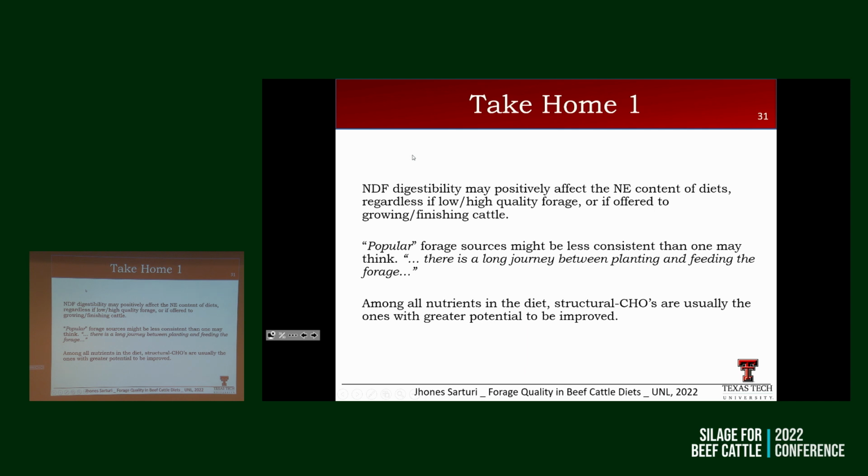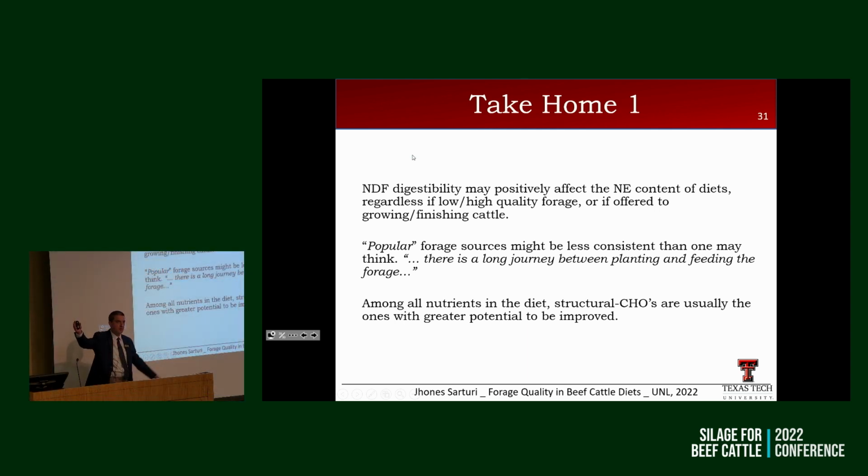So that popular forage source might not be as consistent as one may think. I shared my previous experience, where we were expecting that forage to have a higher fiber digestibility, as it's supposed to because of the type of trait and the hybrid that we used. But there is a very big difference between whatever we planted and what we actually fed to the animals, right? There's a long journey between those two things, okay?